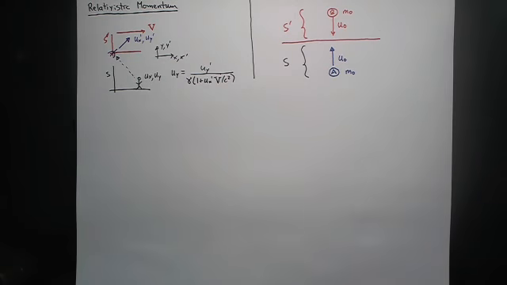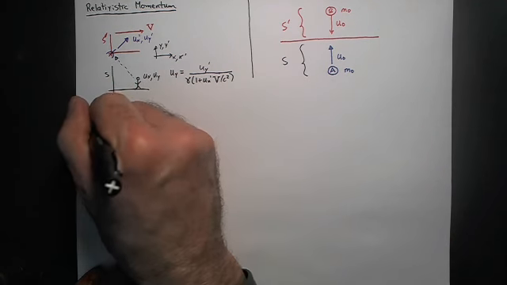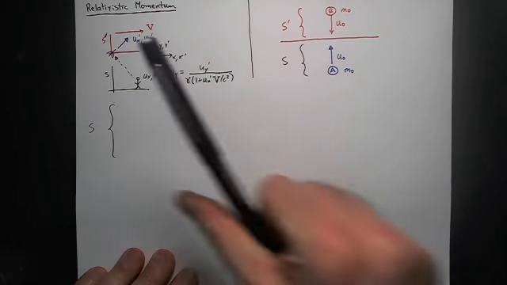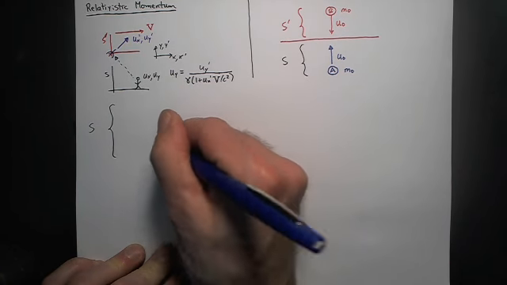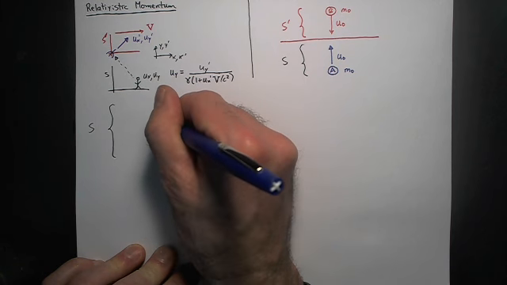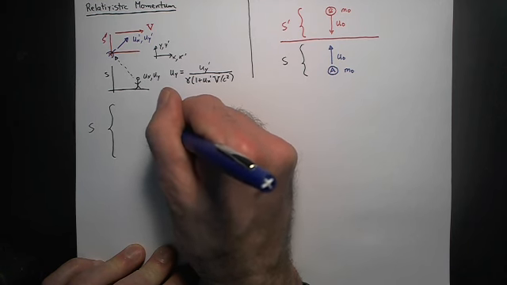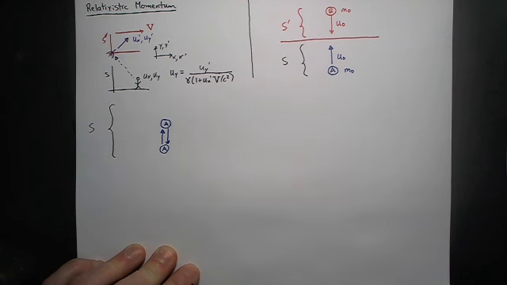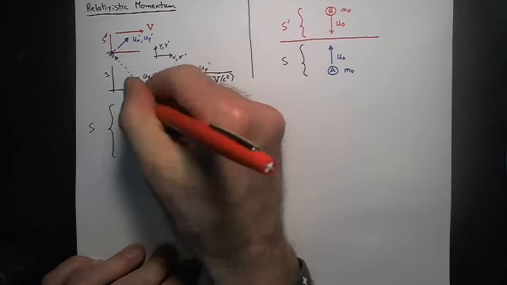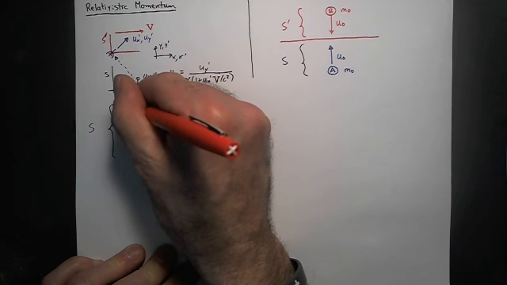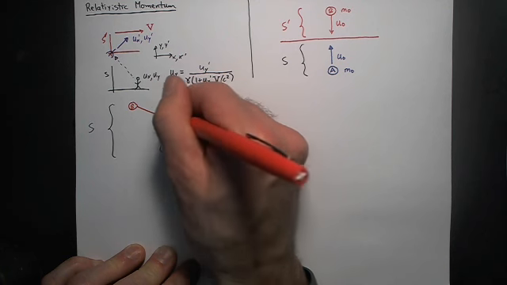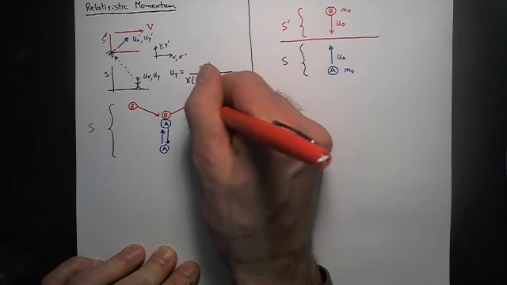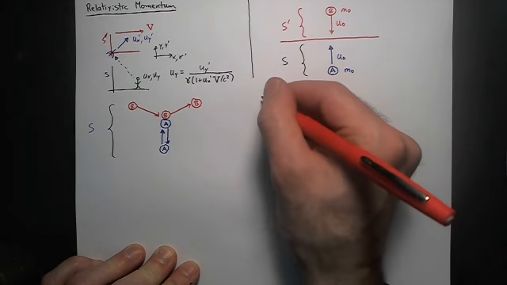And we could represent that in a picture as follows. So as seen in S, we would say that ball A goes straight up, has its collision, and comes straight back down, whereas ball B is following a diagonal path. So ball B is going like this, having the collision, and then going diagonally back up.